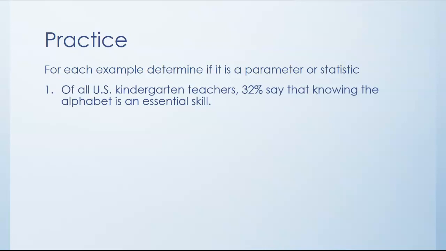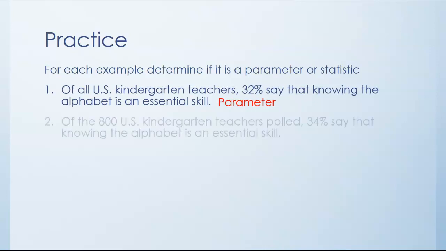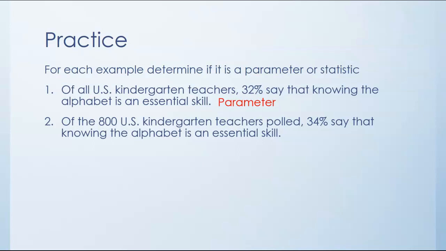So hopefully you're thinking that this is a parameter. That is correct. Since we are talking about all U.S. kindergarten teachers, then that's a population. Therefore, the information that they provide is a parameter. Of the 800 U.S. kindergarten teachers polled, 34% say that knowing the alphabet is an essential skill. I'm going to give you just a second to figure that one out.